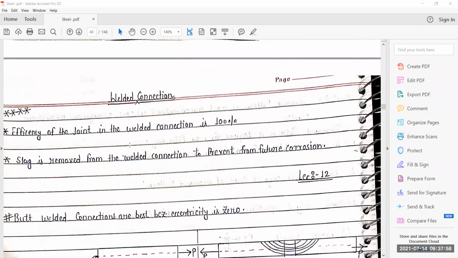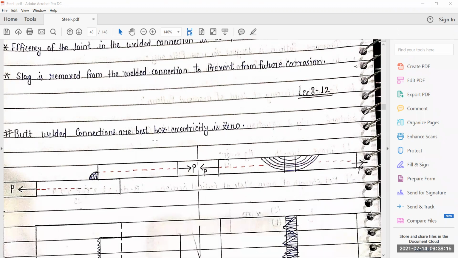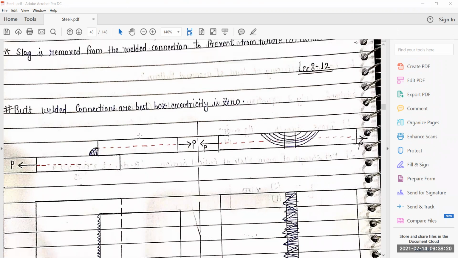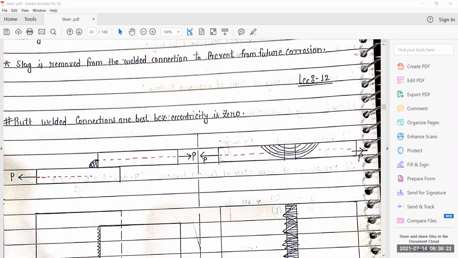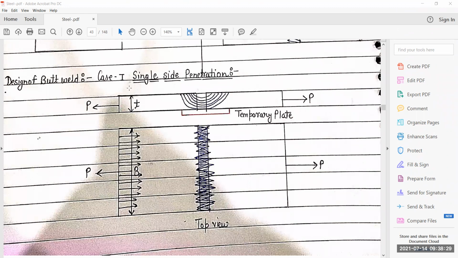Welded connection: the efficiency of the joint in a welded connection is 100%. Slag is removed from the welded connection as a precaution. Welded connections are the best because eccentricity is zero. This is a joint of two plates. Then the design of butt weld, case one: single side penetration.